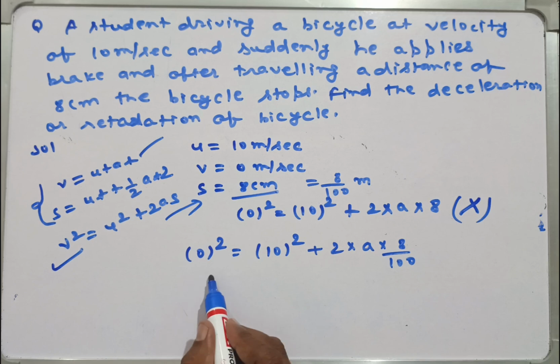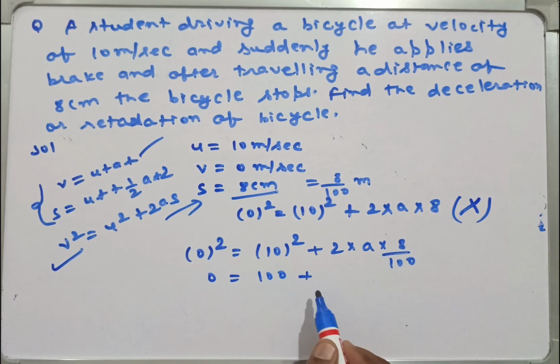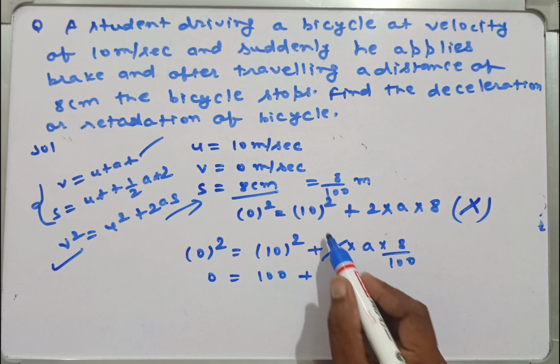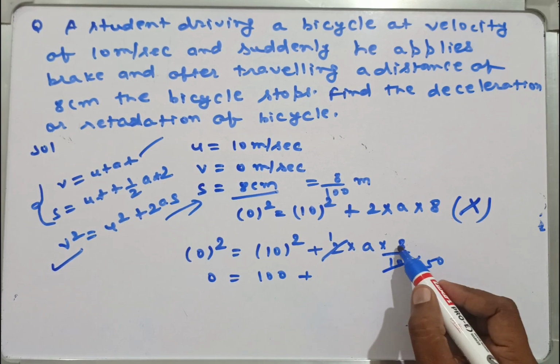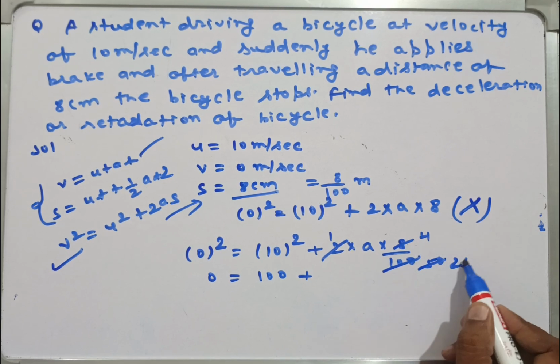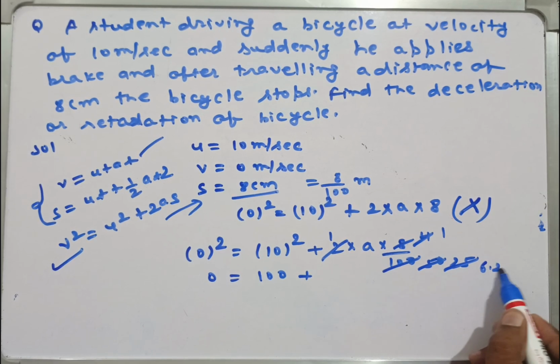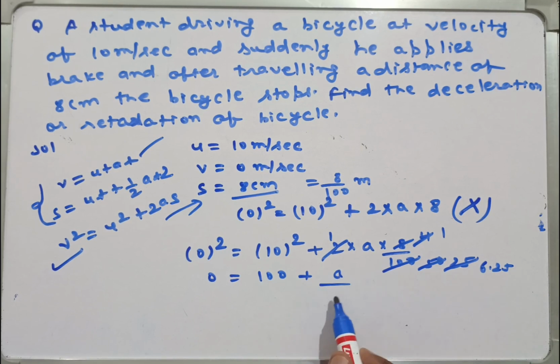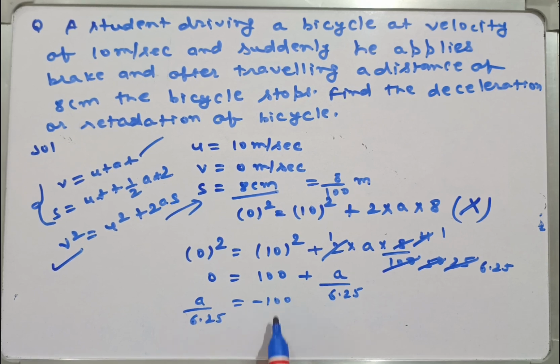Okay, so next we can write this one, or you can say this is 1 and this is 50. Again, this is 4 and this is 25, and this is 1 and this is 6.25. Okay, so you can say we can write acceleration a divided by 6.25. Okay, so next we can write this one, or a equal to minus 100 into 6.25. So this will come 625 here meter per second square.